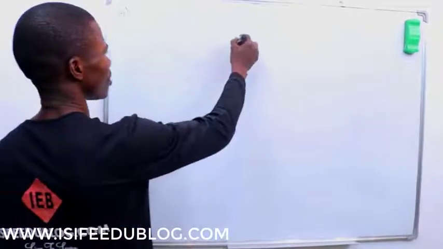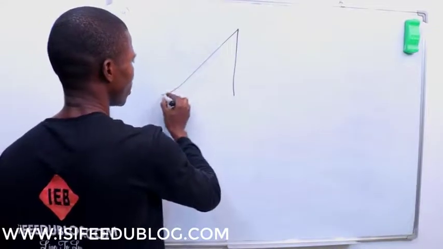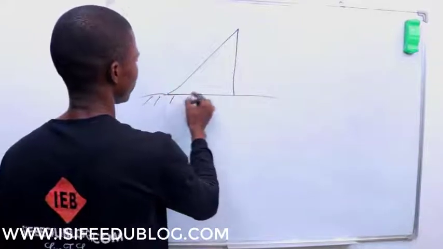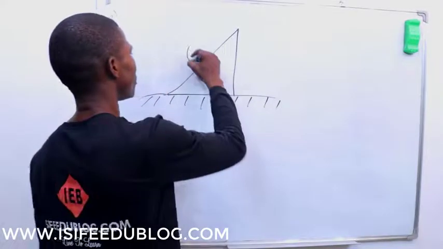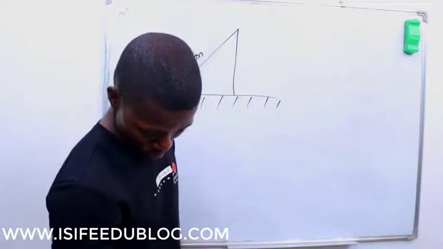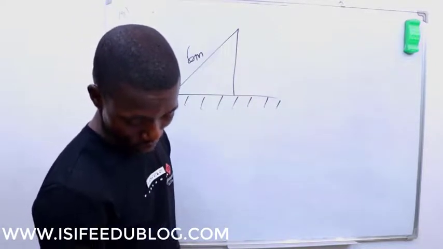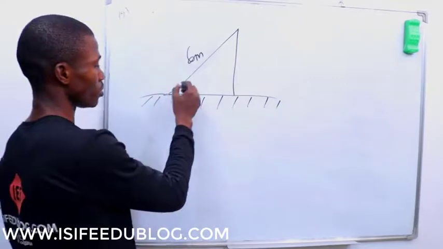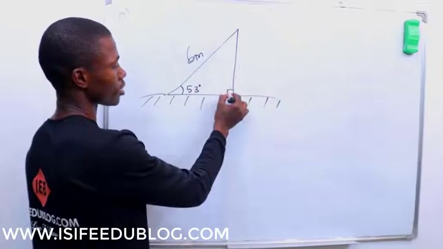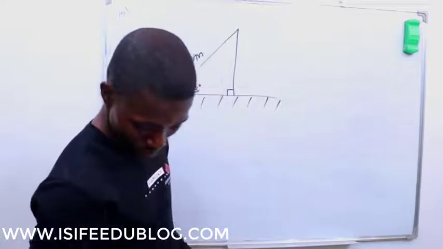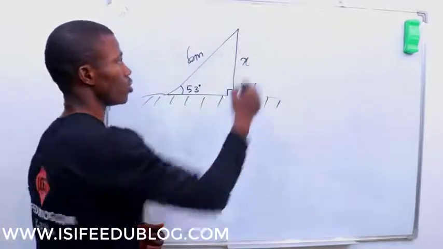Okay, so let's say here is our wall, and this is the ladder. And this is the ground. The ladder is 6 cm. The angle the ladder made with the ground is 53 degrees. Always know here is 90 degrees. So what else did they give us? Nothing. They just want us to find here. Let's name here x. Go to your SOHCAHTOA.